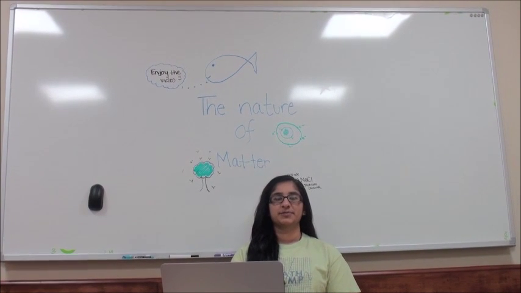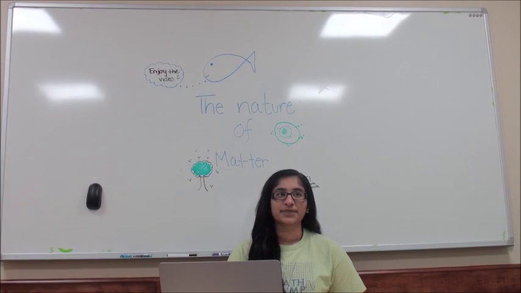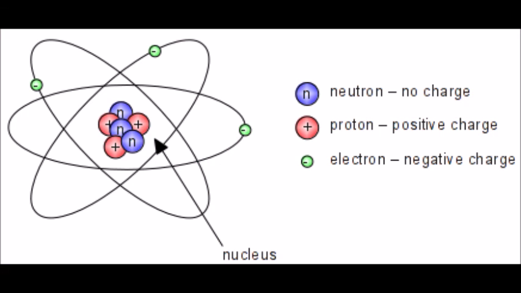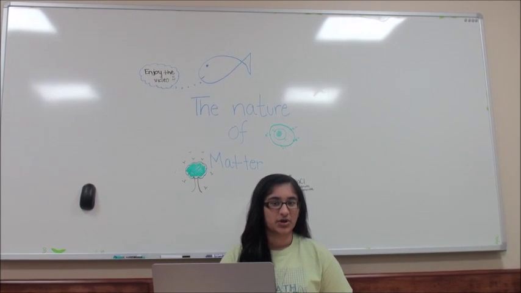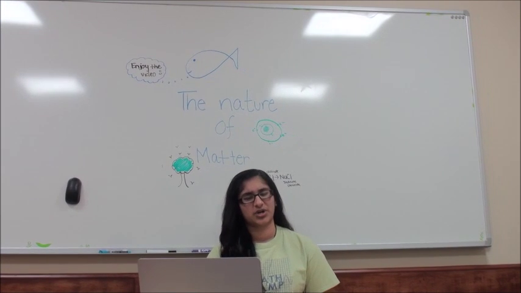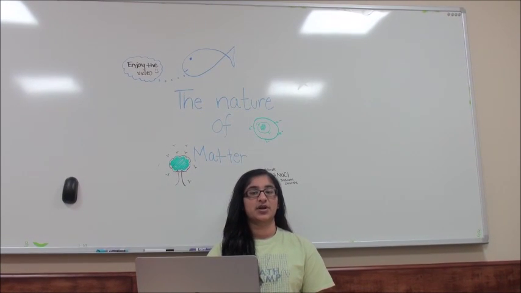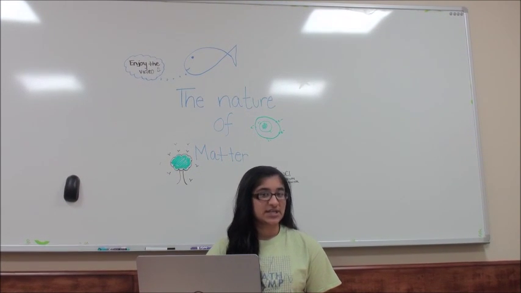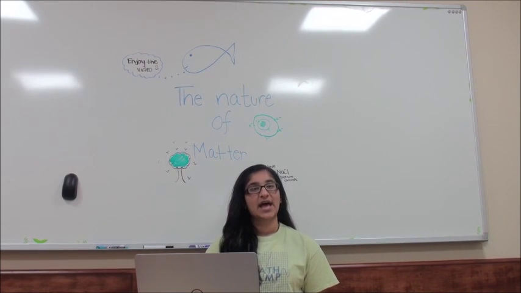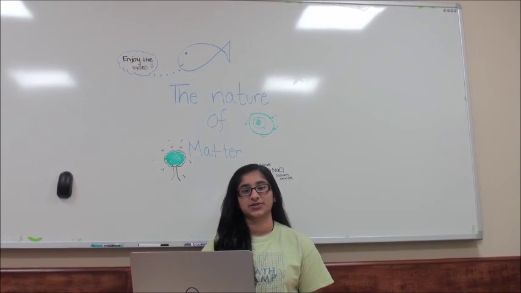The study of chemistry begins with the basic unit of matter, the atom. The atom is composed of three things: protons, neutrons, and electrons. Protons have a positive charge, neutrons have no charge, and electrons have a negative charge. Remember this: P is for proton and positive, N is for neutrons and no charge.